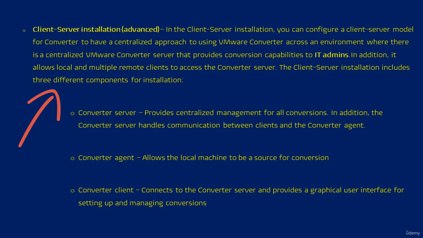The client-server installation includes 3 different components for installation, which is also what makes it more complex. So you've got the converter server, right, which provides centralized management for all conversions. In addition, the converter server handles communication between clients as well as the converter agent. Converter agent, I'm glad you asked, allows a local machine to be a source for conversion. And then we've got the converter client, which connects to the converter server and provides a graphical user interface for setting up and managing conversions.